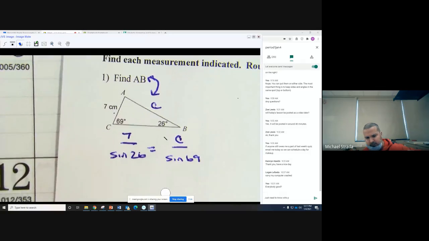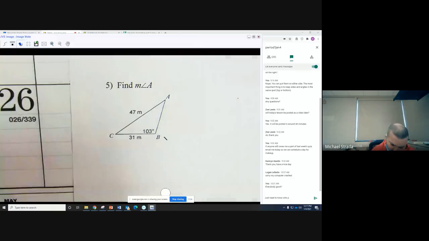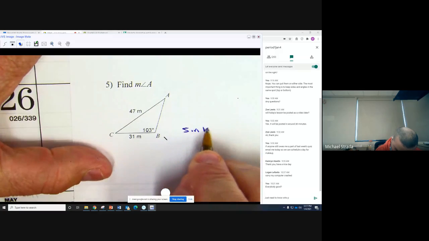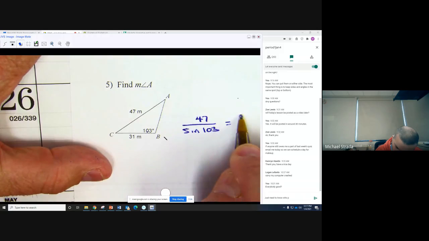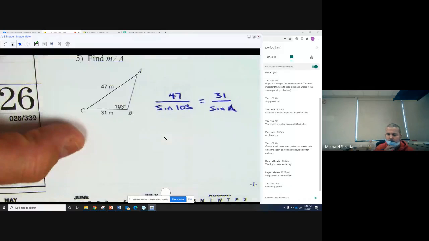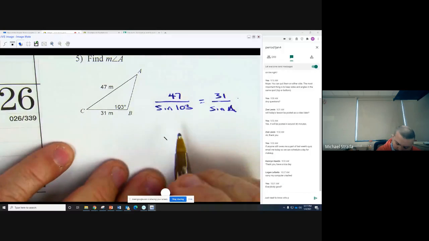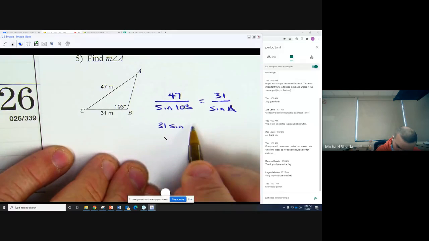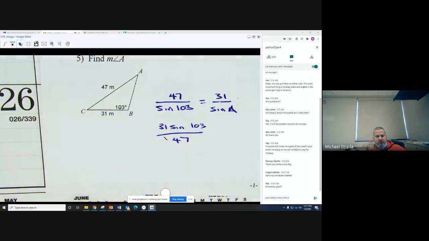When you scroll down to number 5, you're still using proportions. The difference is we're finding an angle. The one angle they give me is the 103. Opposite of that is 47 equals 31 over the sine of A. Again, you're going to end up cross multiplying 31 sine 103. You're going to end up dividing that by 47, just like you have all your life.